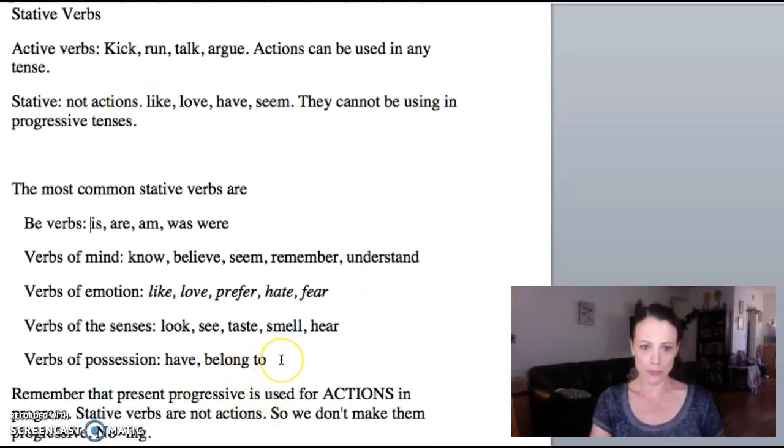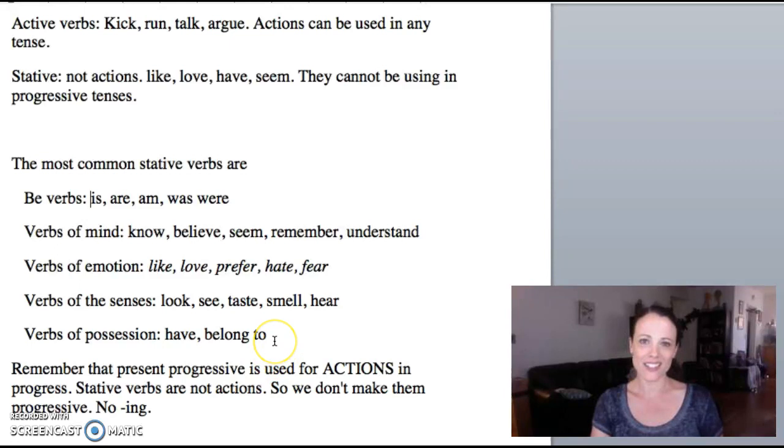And then we have the verbs of possession. So that means you own something, ownership. So those are things like have, I have a hat, I have a dog, or belong to. The hat belongs to me, or the dogs belong to me. I would not say the dogs are belonging to me. So remember that when we talk about the present progressive, we talk about how it's for actions in progress. Well, these verbs are not really actions. They're states, and so we can't use them with progressive verbs.